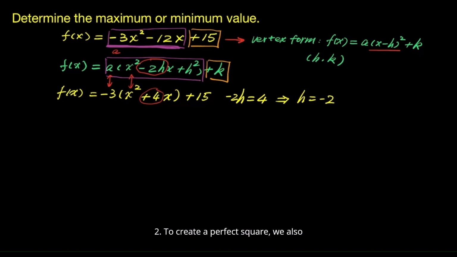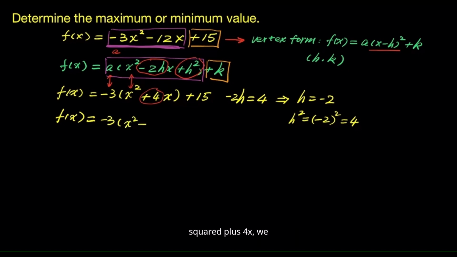To create a perfect square, we also need this third term, h squared. Since we found h is negative 2, then h squared is negative 2 squared, which is 4. So we can add it to our equation to make a perfect square: negative 3 times (x squared plus 4x plus 4), then plus 15. We added this 4 artificially. Well, we can't just add this inside the parentheses without changing the function. To keep this equation balanced, we must also subtract 4.